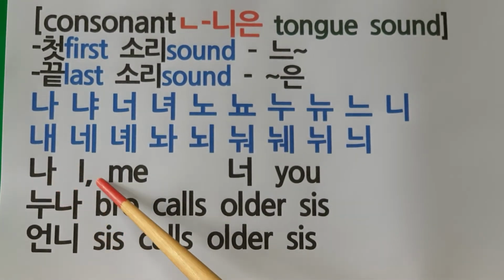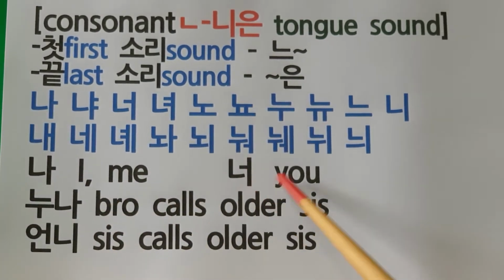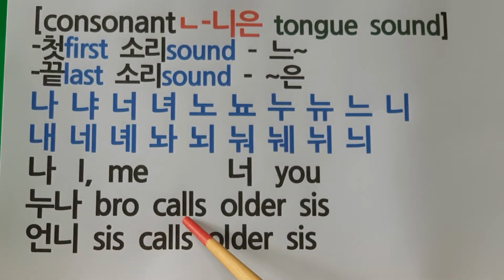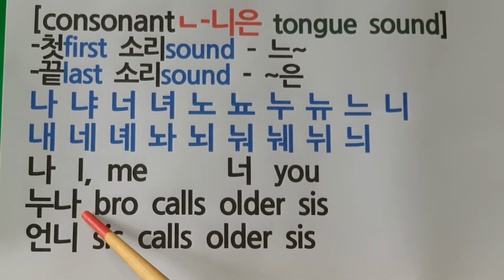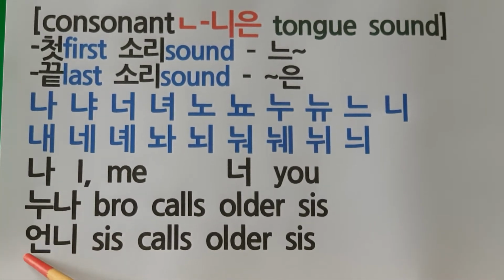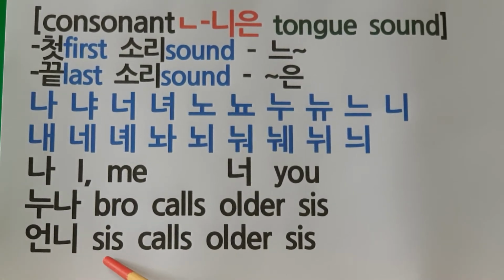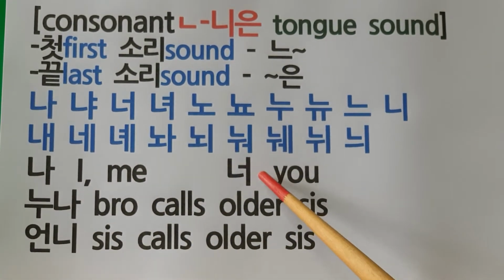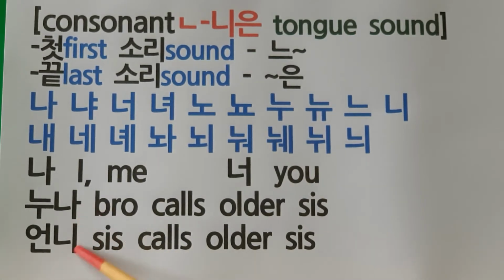Here 나 means I or me. Na. I or me. Na. 너 means you. 너, you. 누나. Here, 누나. Brother calls older sister. 누나. Younger brother calls older sister. 누나. 언니. Younger sister calls older sister. 언니. Brother calls older sister. 누나. 언니. Sister calls older sister. Different kinds here, right? But you could practice na, no, you. 누나. 언니.